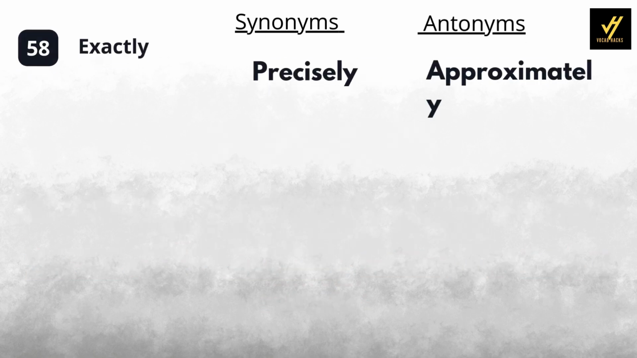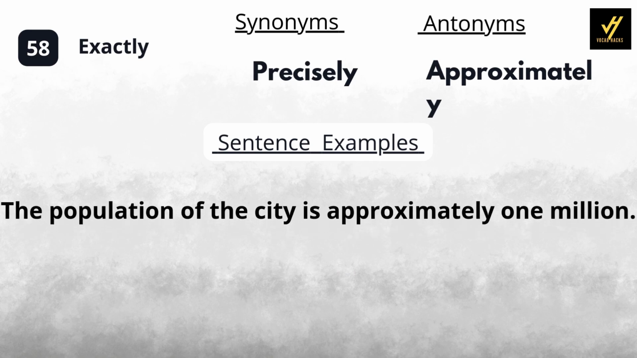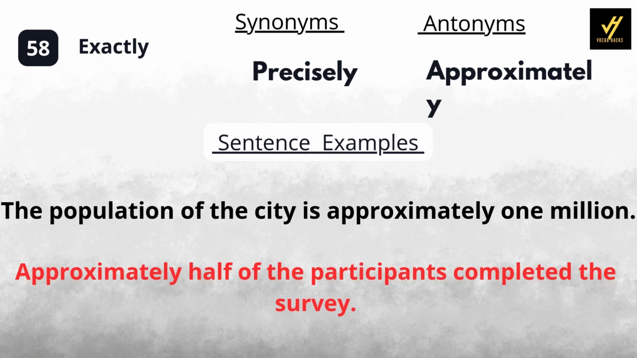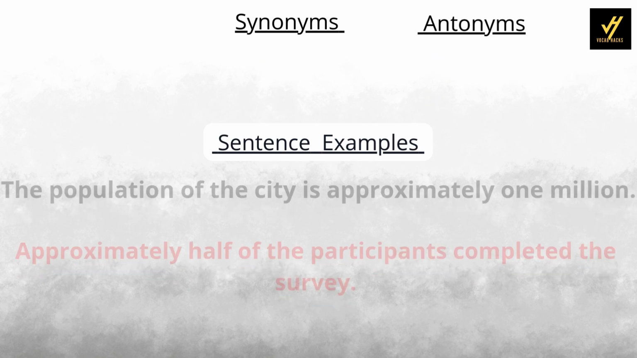Exactly, precisely, approximately. The population of the city is approximately 1 million. Approximately half of the participants completed the survey.